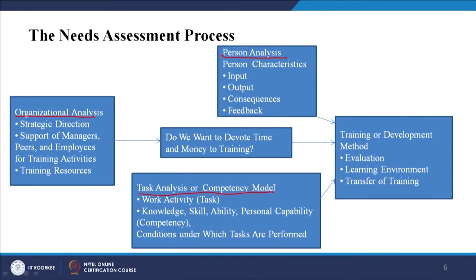Second is person analysis. Person analysis covers the person characteristics, the input, output, consequences and feedback, which have to be seen, whether they are provided or not. And task analysis covers the work activity, that is a task, and the knowledge, skill, ability, personal capability and competency, whether the person has that particular competency or not. It also covers the conditions under which tasks are performed: not only the task performance analysis, but also the surrounding environment, whether they are able to provide the conditions under which tasks are to be performed.